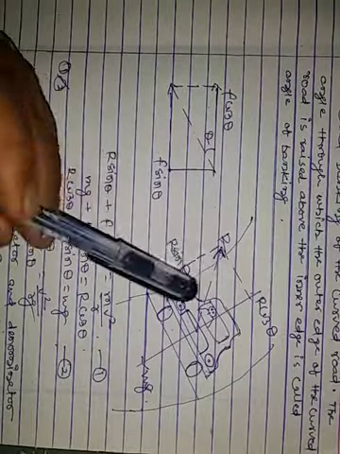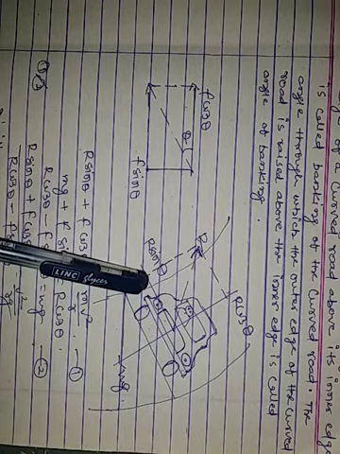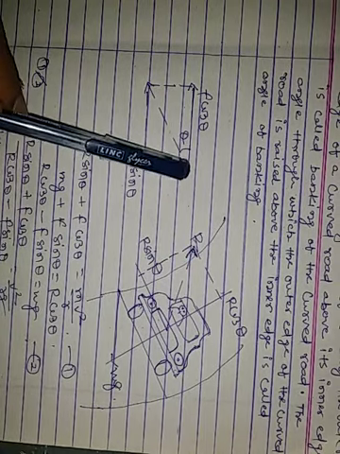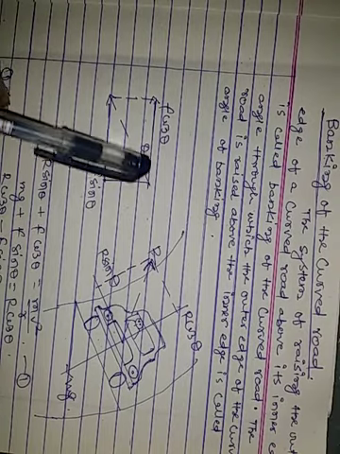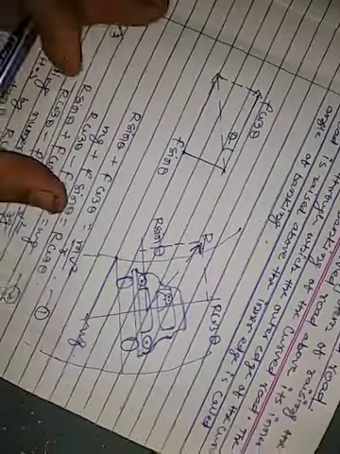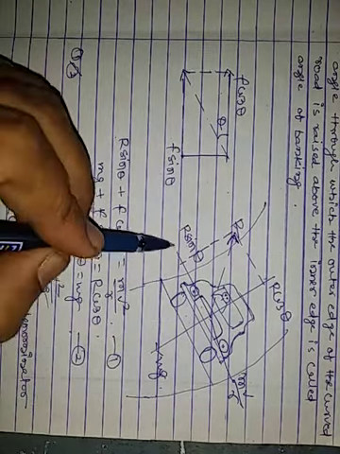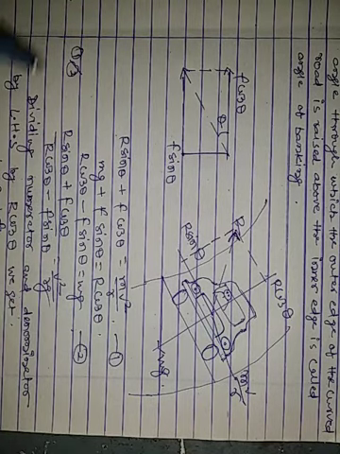Now the weight is working downward, mg. R cos theta is the reaction force in the vertical direction, R sin theta is in the horizontal direction, and the resultant is R, and the angle is theta. Now we write R sin theta plus f cos theta is equal to mv square by r, equation 1.